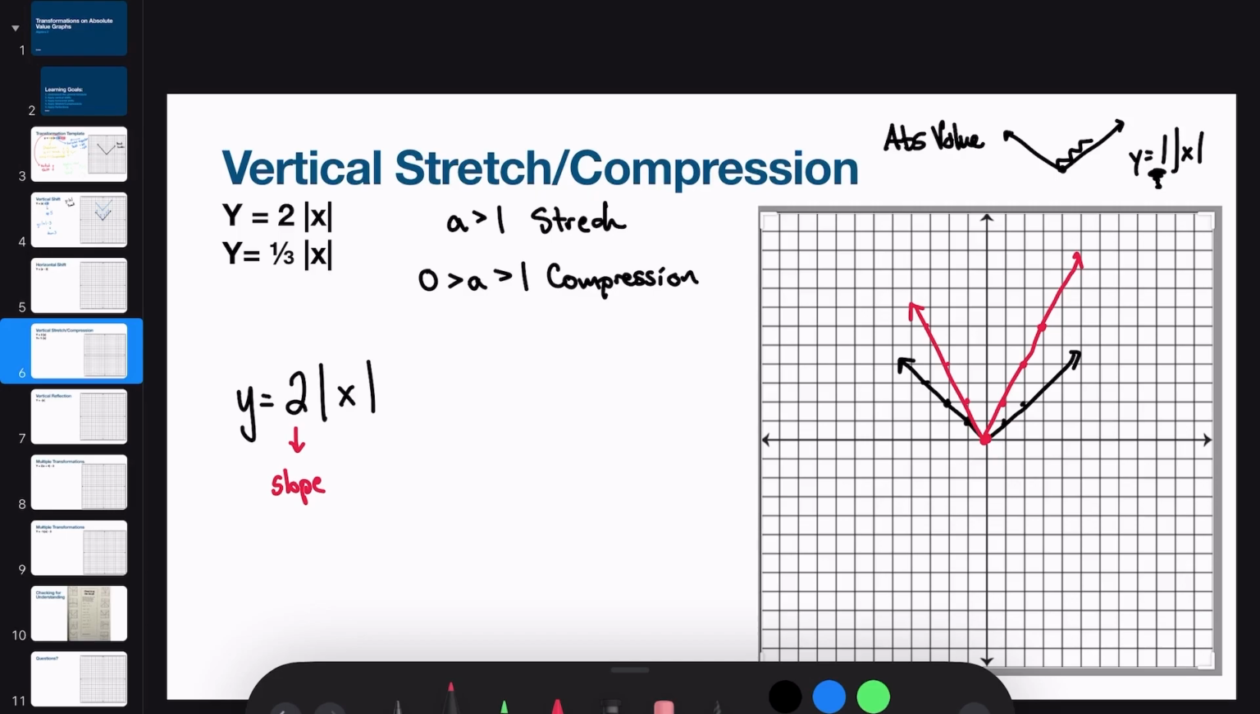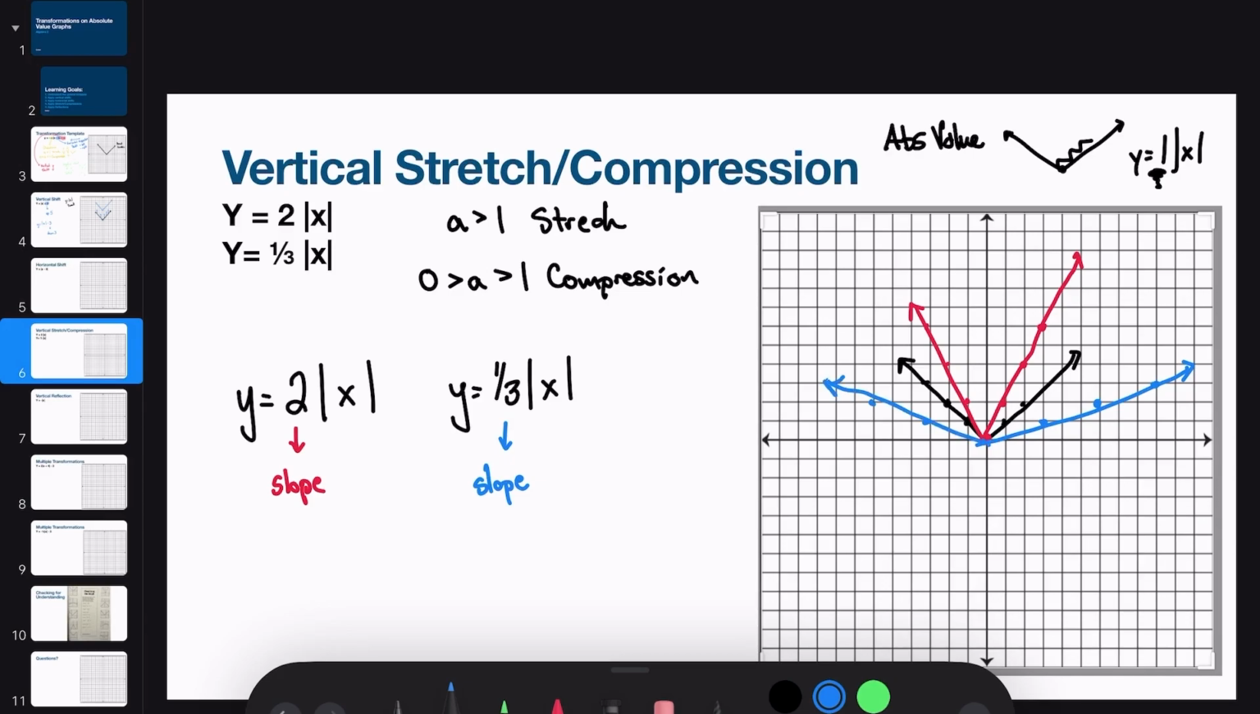In the other direction, we can look at y is equal to 1/3 absolute value of x. We can consider this our new slope. It still starts at the origin, but instead of going 1, 1 as our parent, it's going to have a slope of rise over run 1, 3, 1, 3, 1, 3 in the positive direction, and 1, 3 in the negative direction.